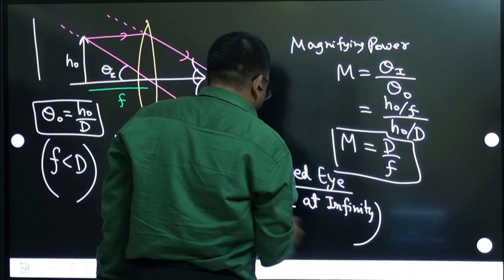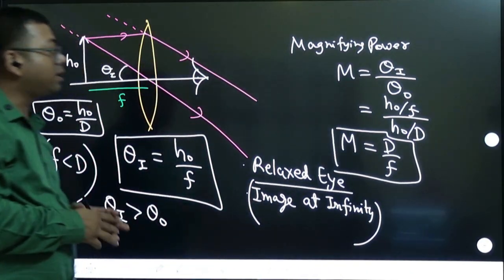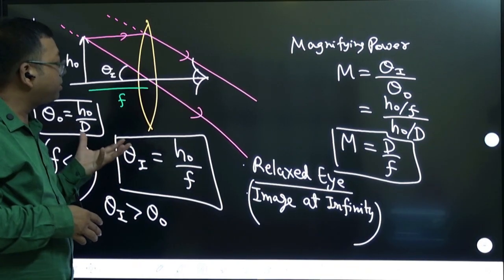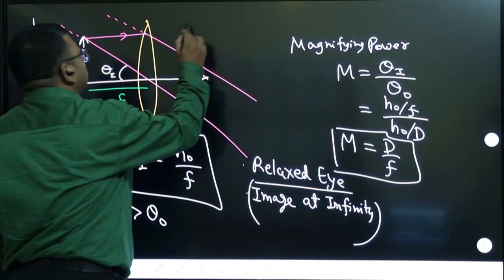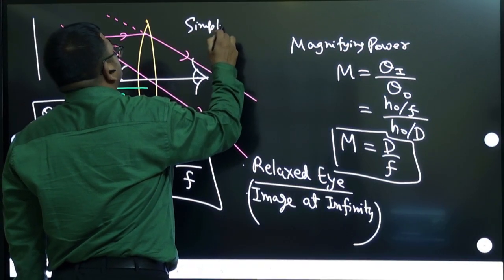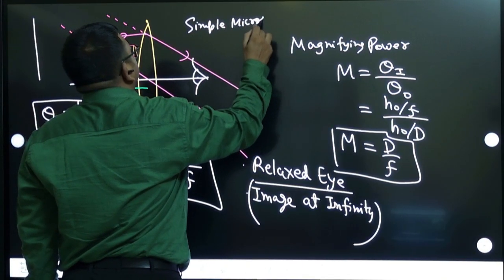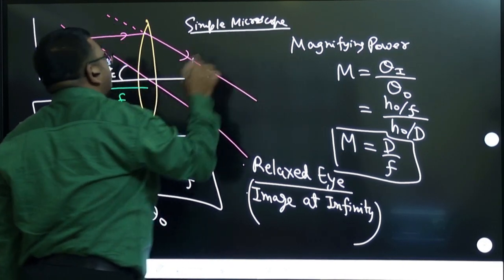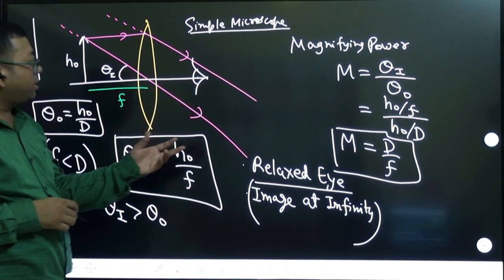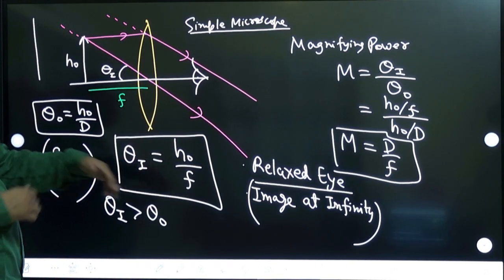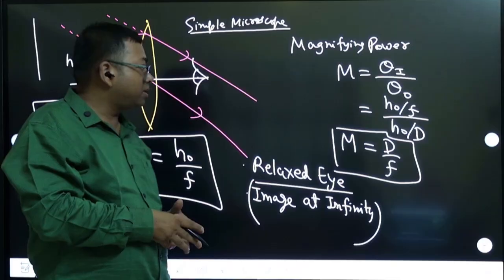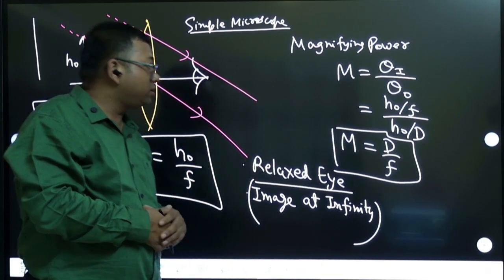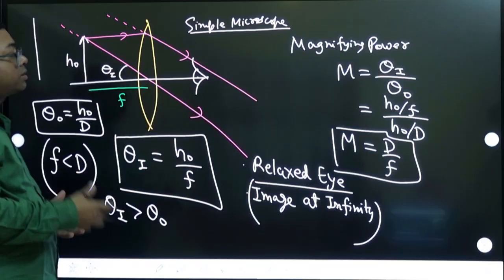Image at infinity, all relaxed eye. So in relaxed eye, we found this is a simple microscope. Okay, this is now the topic of simple microscope. In this simple microscope, you can increase this angle, and now the image will get a better clarity, and this d by f ratio is going to be greater than 1.